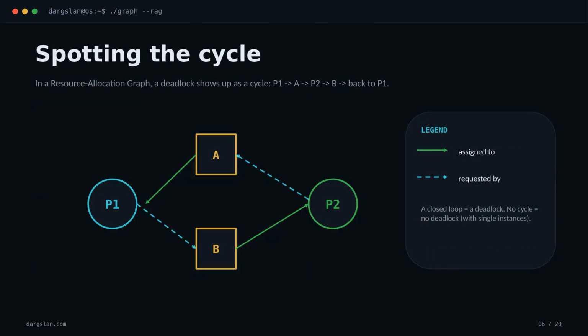That 4th condition, the circular wait, is actually something we can see visually using a resource allocation graph. Circles are processes, squares are resources. A solid green arrow means a resource is assigned to a process, and a dashed cyan arrow means a process is requesting one. Here, P1 holds A but wants B, while P2 holds B but wants A. Trace the arrows and you'll walk a closed loop right back to where you started, and that loop, with single instance resources, is your deadlock staring back at you.